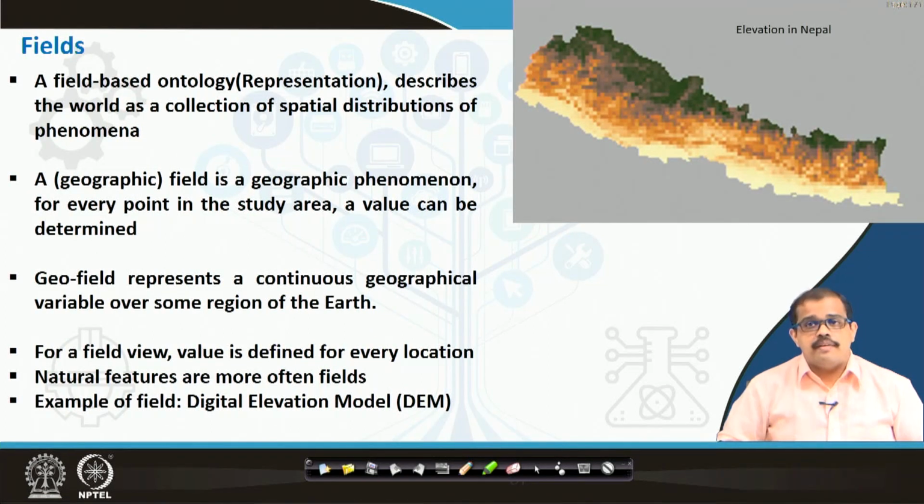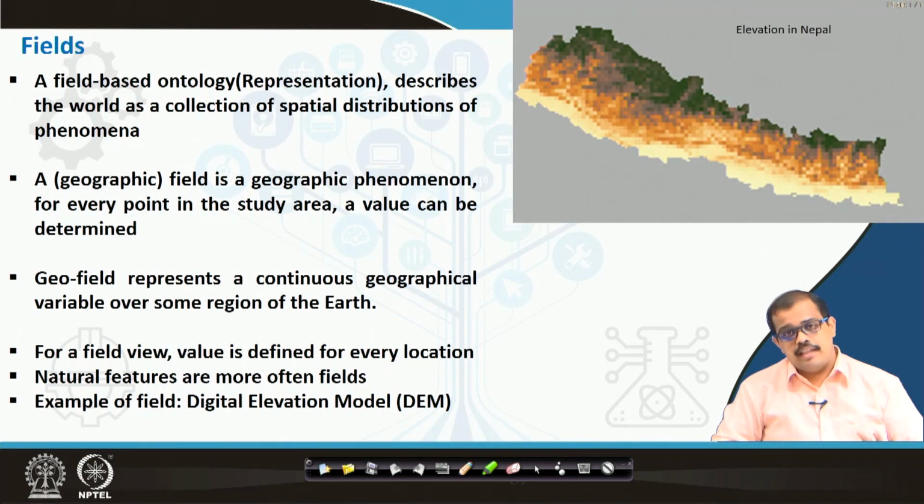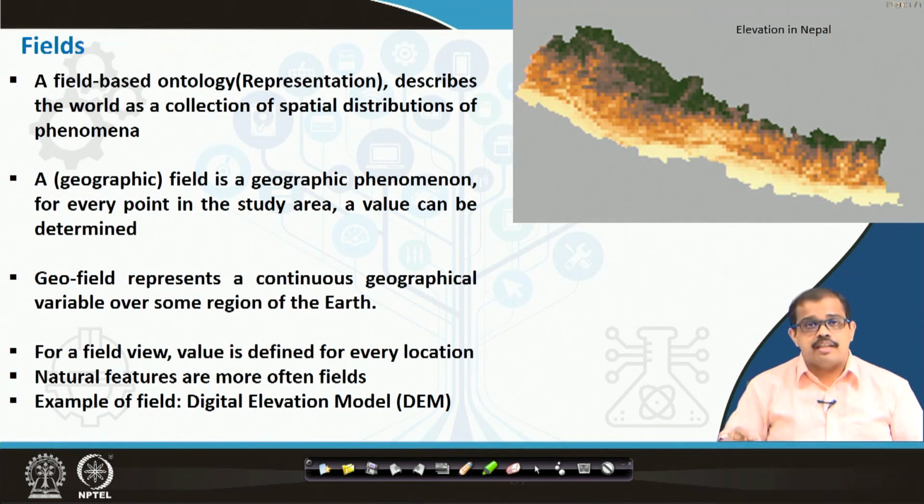Similarly, we have fields. A field-based ontology, or field-based representation, describes the world as a collection of spatial distributions of phenomena, or continuous data. For example, on the right-hand side, the elevation details that I have represented are continuous data. When you say it is a geographic field, it is a geographic phenomenon, that is, for every point in a study area a value can be determined, or geographically there is a value associated with that particular phenomenon as far as the earth reference is concerned.